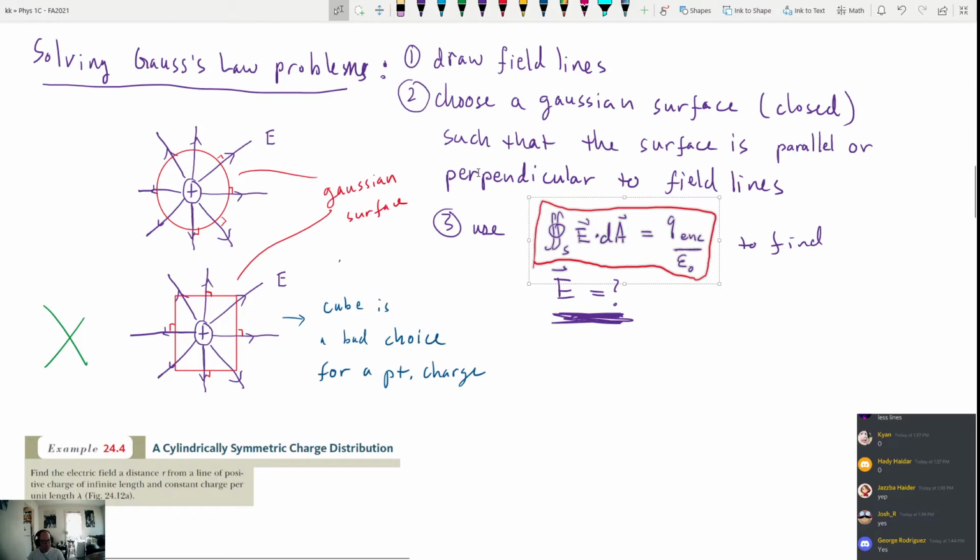As I go through Gauss's law problems today, I'm not drawing pictures because I feel like it. I'm doing it because this is what I expect you to do. So pay attention, and you have to do these things if you want to get credit for the Gauss's law problems that are on your homework, okay? That goes for an exam too.